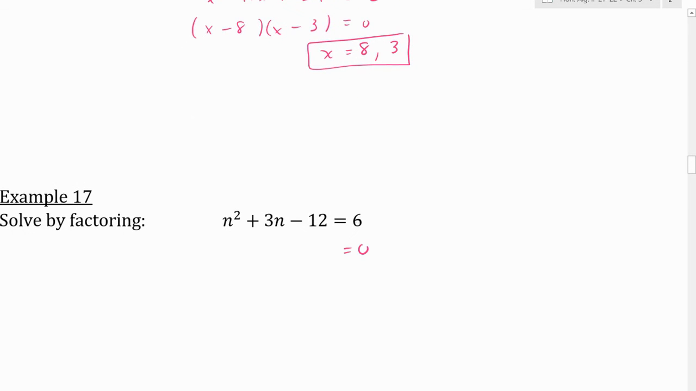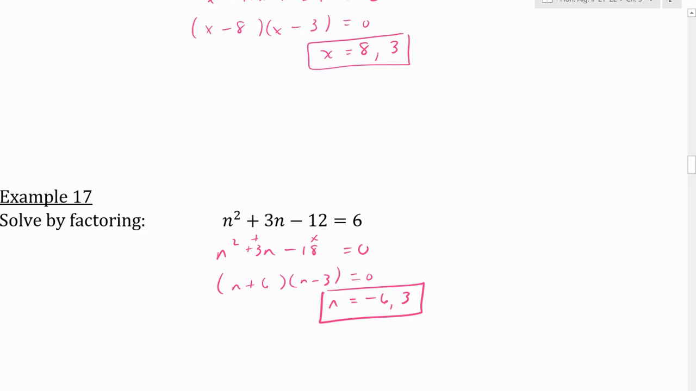Same thing here. Subtract 6 from both sides, so it's set equal to 0. What multiplies to be negative 18 and adds up to be 3? That's going to be what, a positive 6 and a negative 3? Then you got your answers.